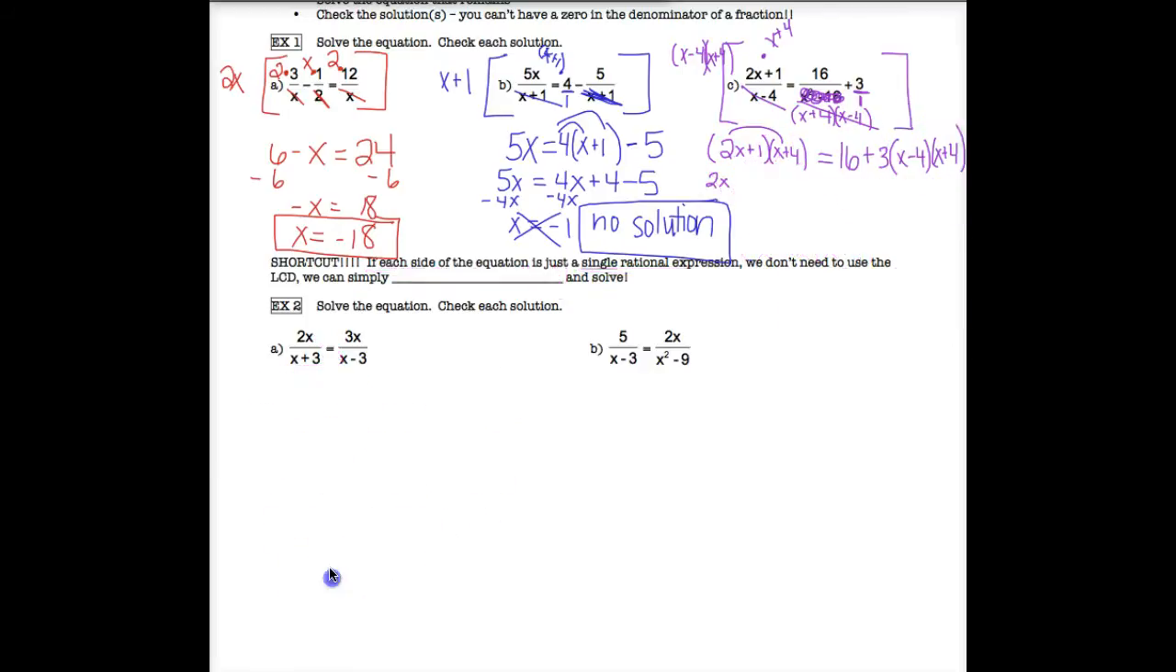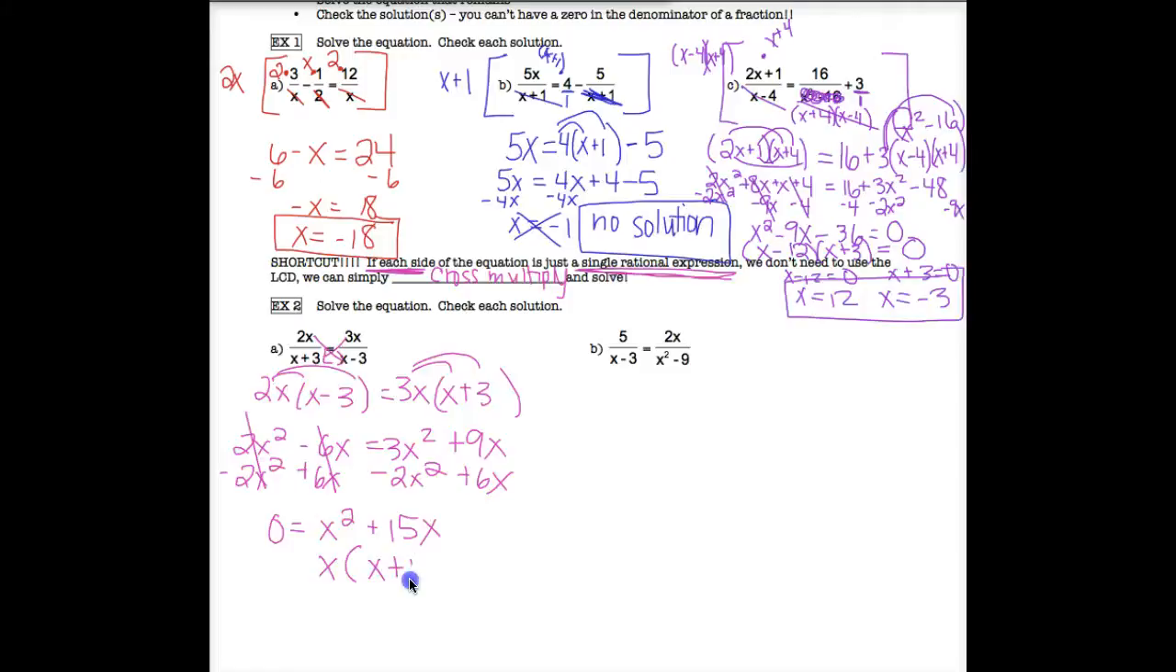That is factorable, GCF of x. So x times x plus 15. So set each factor equal to 0. So x equals 0 and x plus 15 equals 0. So this one's already solved, x equals 0. Down here we get x equals negative 15. So now I check both of them. If x is 0, 0 plus 3 is 3, so we're good there. 0 minus 3 is negative 3, so we're okay there. If I plug in negative 15, I get negative 12 and negative 18, so I do not get any zeros in the denominator. So both of those solutions work.